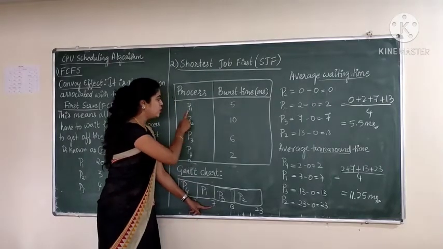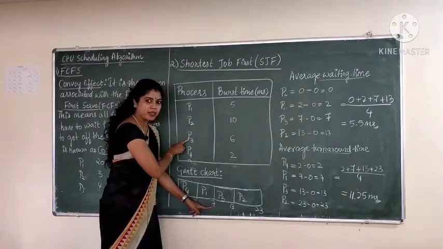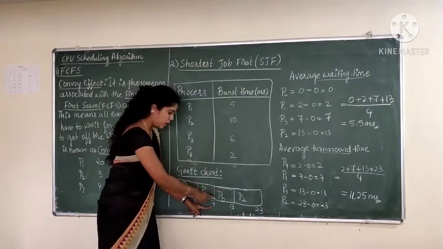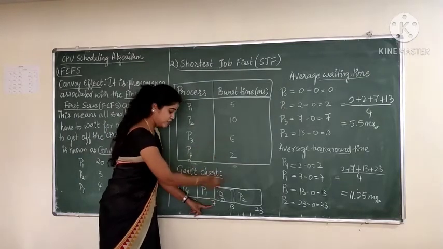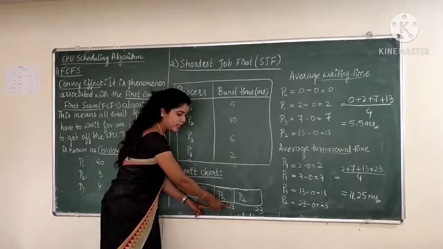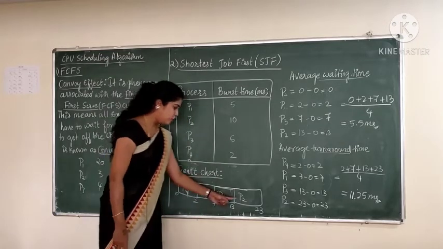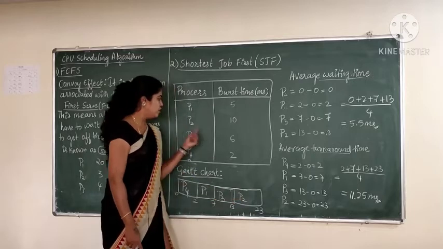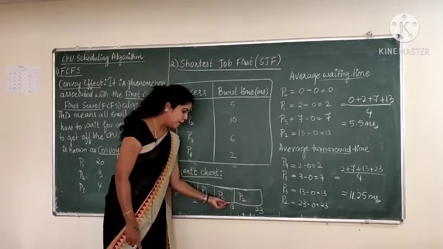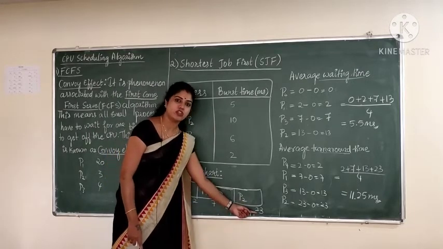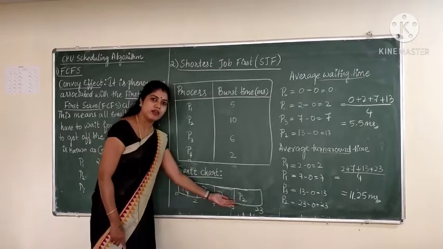7. After P1 you have P3 with the next least burst time. P3 will come at 7 plus 6, how much will you get? 13. 7 plus 6 you will be getting 13. After that, you have the last one, P2, with the burst time of 10. So 13 plus 10, how much will you get? 23. So this is the way you write a Gantt chart.